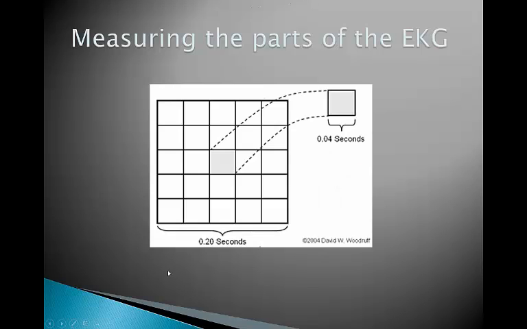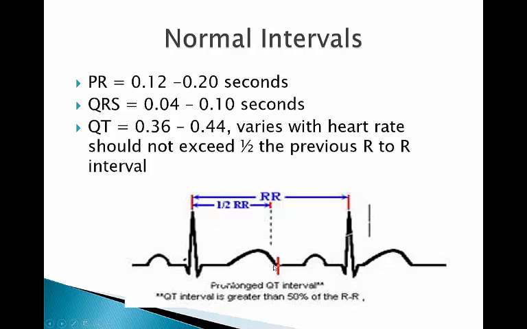All right, so here's just another representation that each big box is 0.2 seconds. 5 of these big boxes is 1 second, and each teeny weeny little box is 0.04 seconds. All right, here are the normal intervals that you need to know. PR interval, from the beginning of the P wave to the beginning of the QRS, is 0.12 to 0.2 seconds long. A normal QRS, from the beginning of the QRS to the end of the QRS, is 0.04 to 0.10. Should be very narrow.